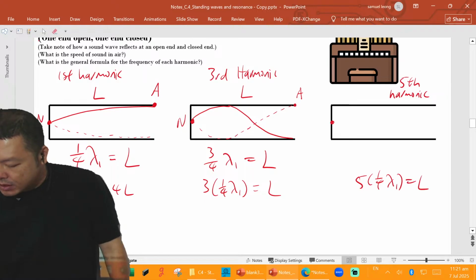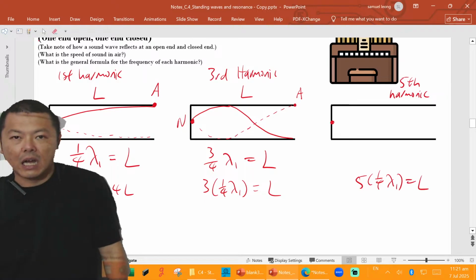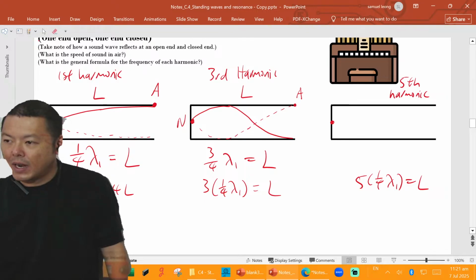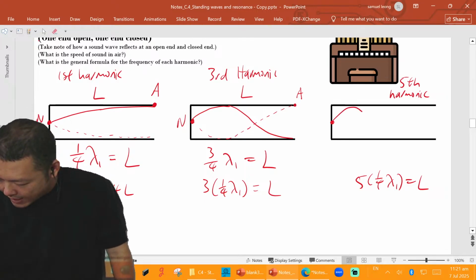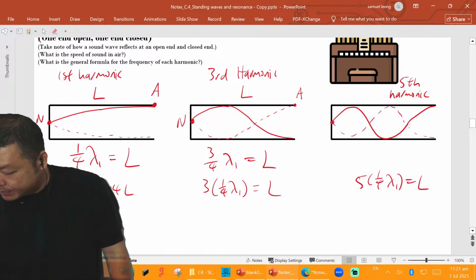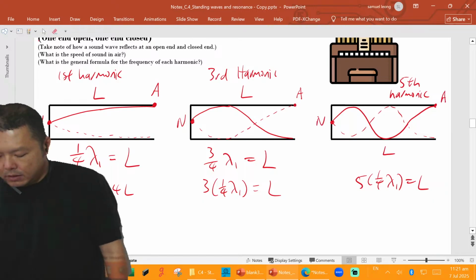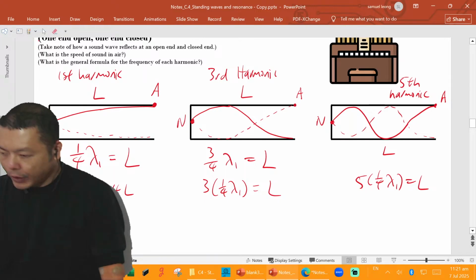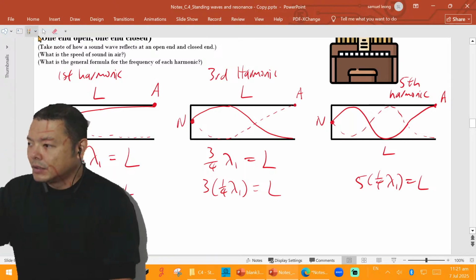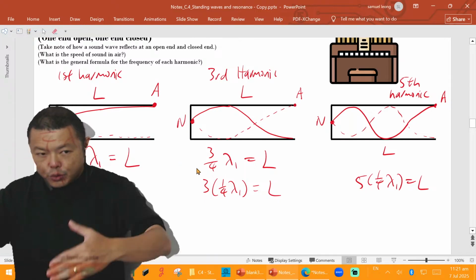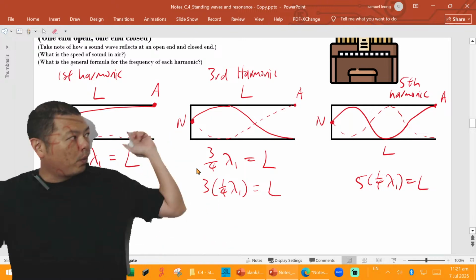Like this. So what's that? Five quarters is one and one quarter. So one and one quarter, something like that. This is the antinode, then this is the node. This is the L. So the new IB questions should follow one, third, fifth.